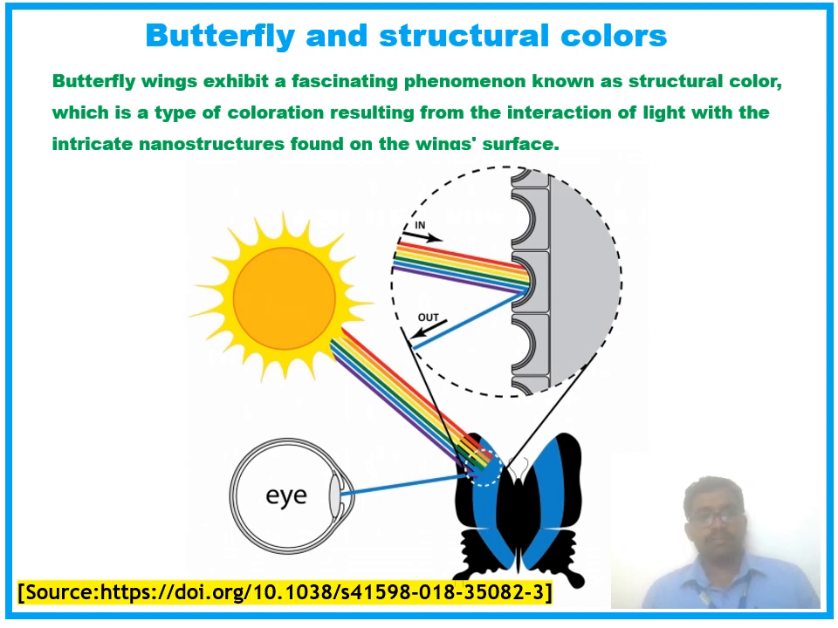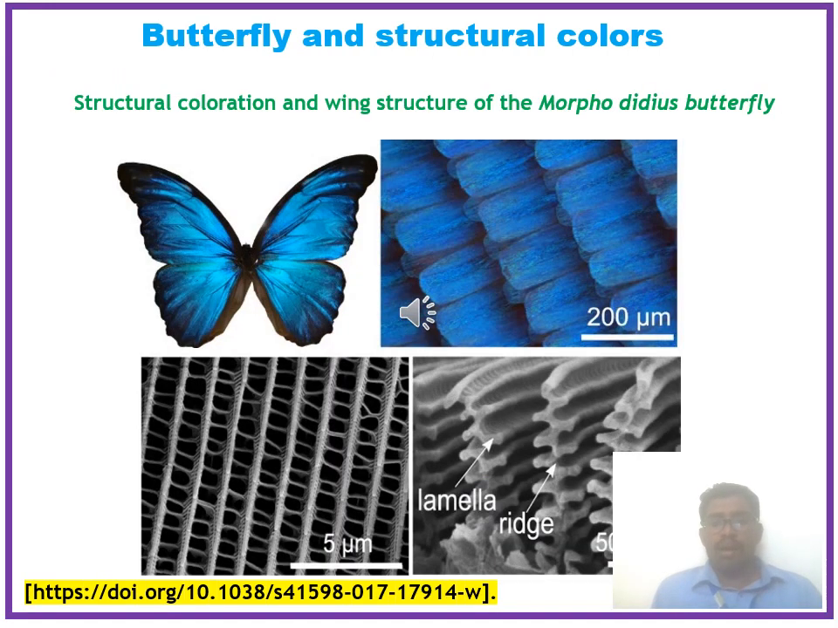Here we can see the optical image as well as the electron microscope image of the morpho butterfly. The top image is the optical image of the wing, which consists of a large number of scales. The bottom image, that is the SEM image of the scales, clearly shows the butterfly wings consist of a large number of lamellae and ridges on each scale. This amazing structure is very useful for structural coloration.